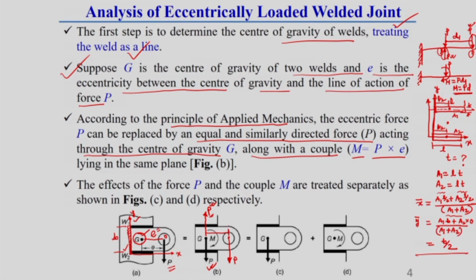Let this distance be E, as given. This equal and opposite force pair, with the perpendicular distance between them, will give a couple. So, this M is equal to P into E, which I am showing here. Instead of showing this opposite force and this initial force, here we are representing this in terms of M, which is actually P into E.